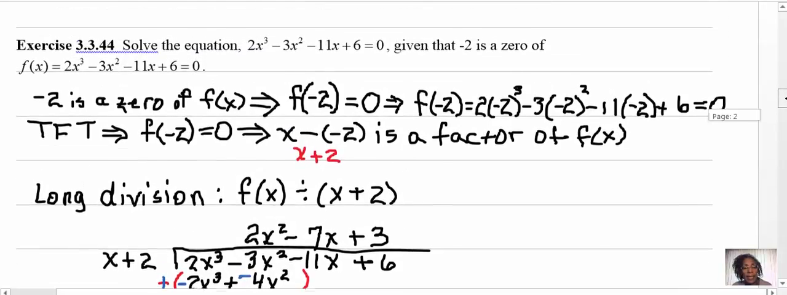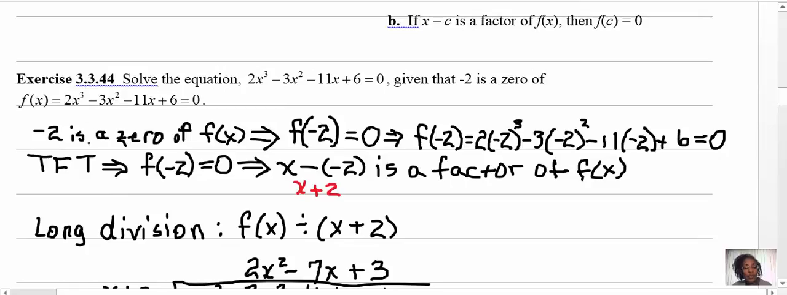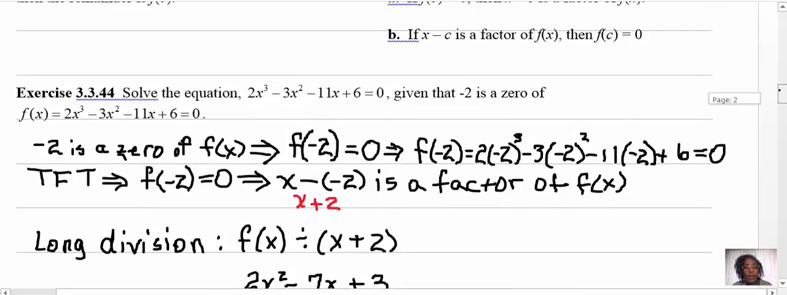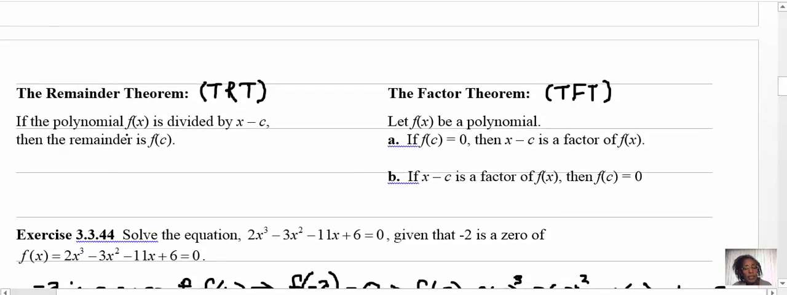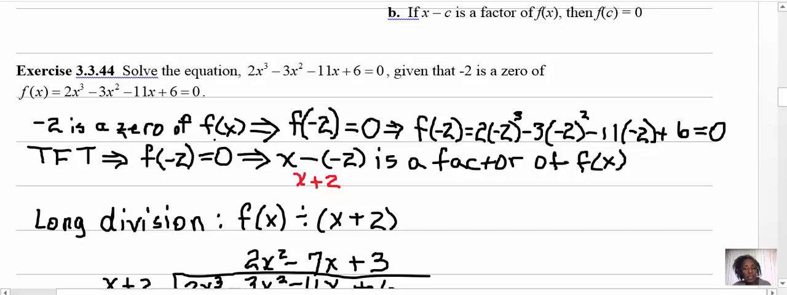Because remember back when, if I go back up here, we said that if negative 2 is a 0 of my function, f of negative 2 is 0. And actually from the remainder theorem, f of negative 2 gives me the remainder if I divide the polynomial by x minus negative 2. So this comes from our remainder theorem. If the polynomial f of x is divided by x minus c, then the remainder is f of c. And so when a c, in this case our c is negative 2, is a 0 of a polynomial, f of negative 2 is 0.